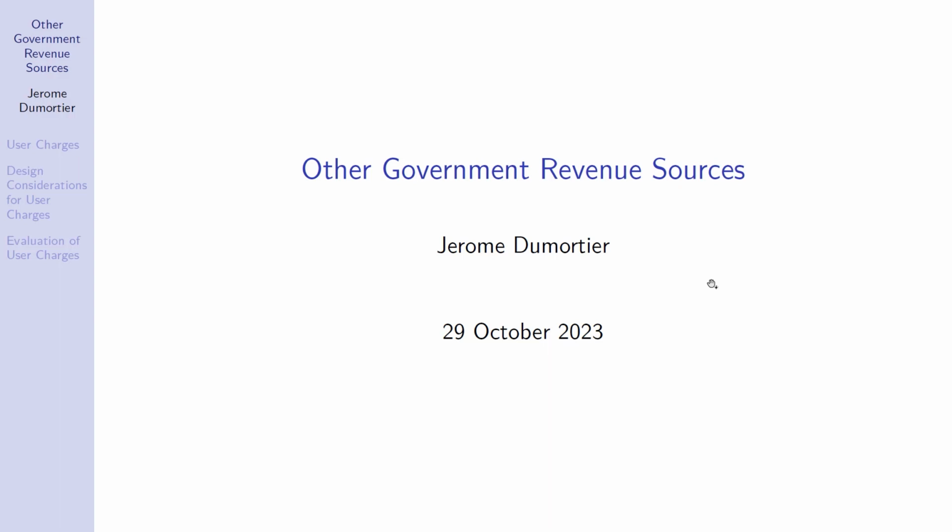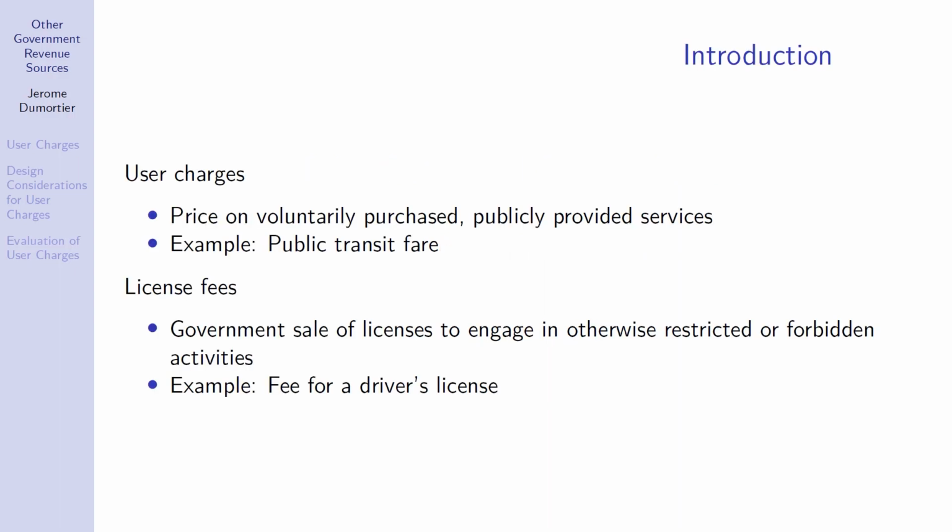Welcome to this video on other government resources. In the previous video, we have looked at tax revenue, for example, from property taxes, income taxes, or consumption taxes. In this video, we are going to look at user charges and license fees.